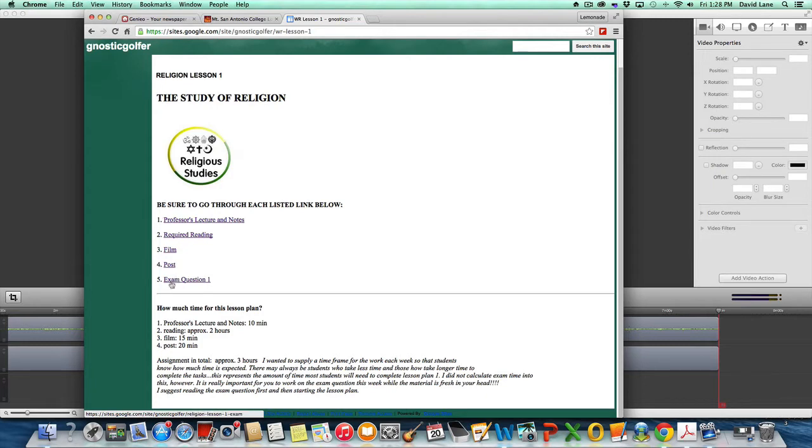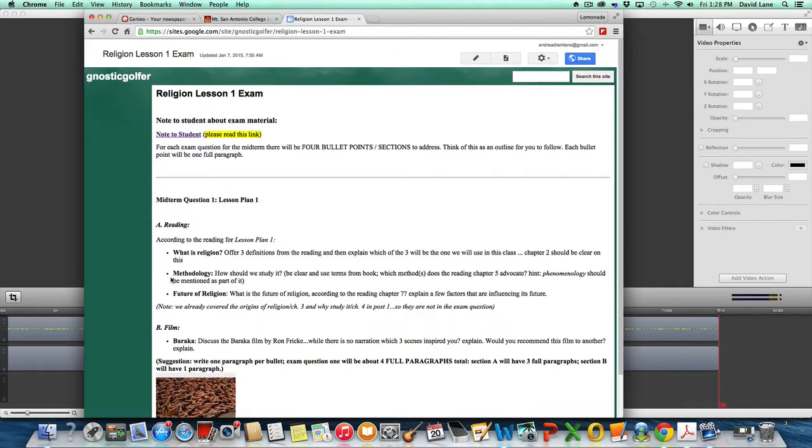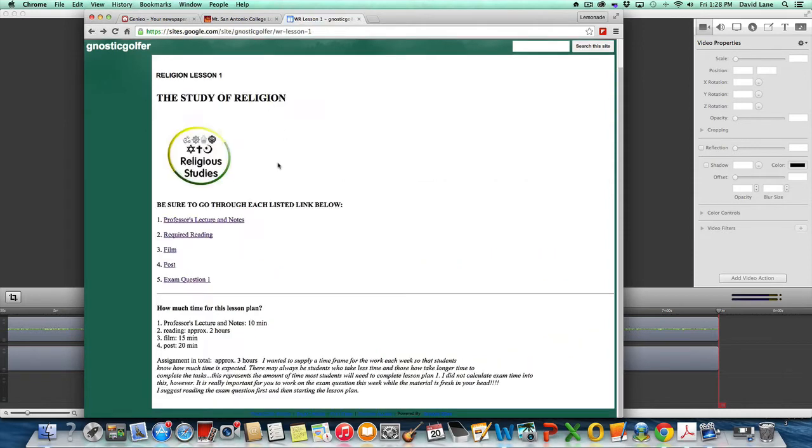Actually, the first thing I would do is jump down to number 5 here, and I would open up the question on it. You'll see that there's 4 bullets, because each of my questions for the midterm and for the final will have 4 bullets. And those 4 bullets represent 4 ideas to be covered. Think of it as one full paragraph. Sometimes the paragraphs will be smaller, sometimes they'll be more lengthy, but 4 main sections to cover. And I would probably write it up as readings, and then you can do your bullet 1, bullet 2, bullet 3, and then films, and then you have only 1 bullet on that one.